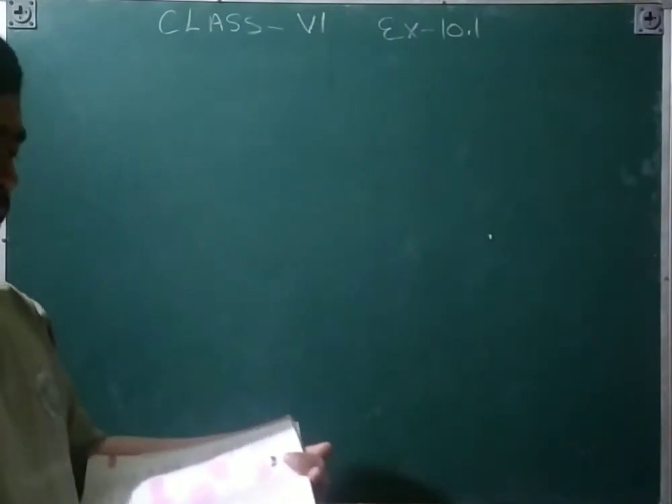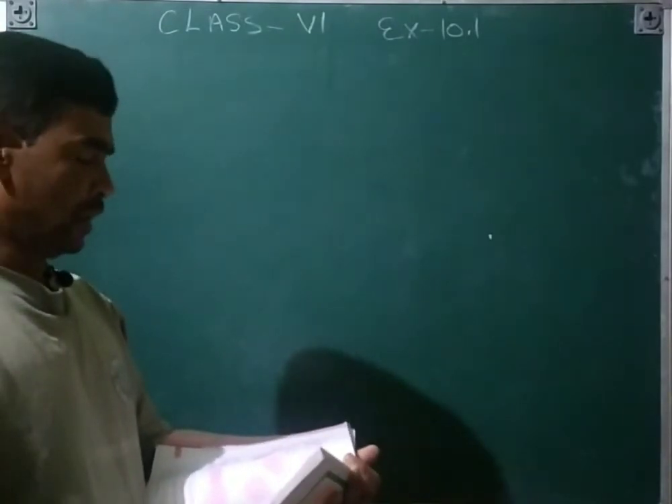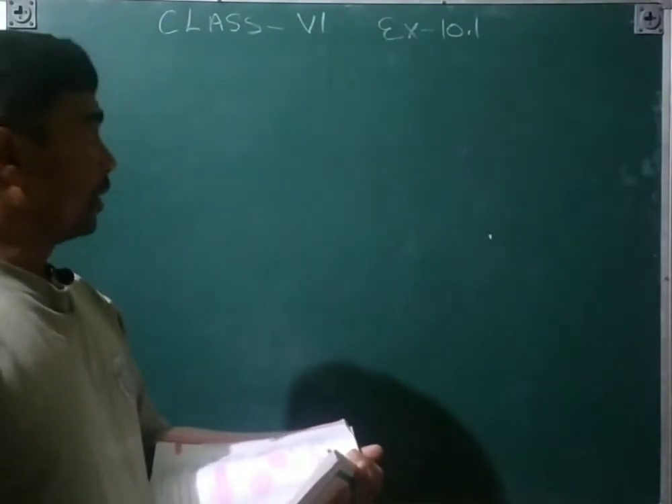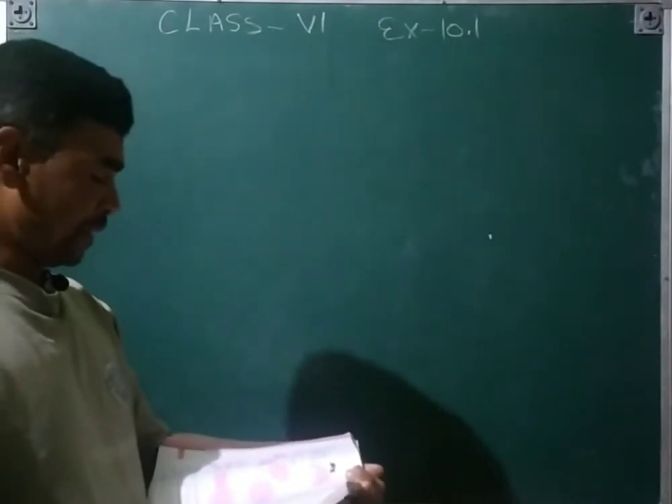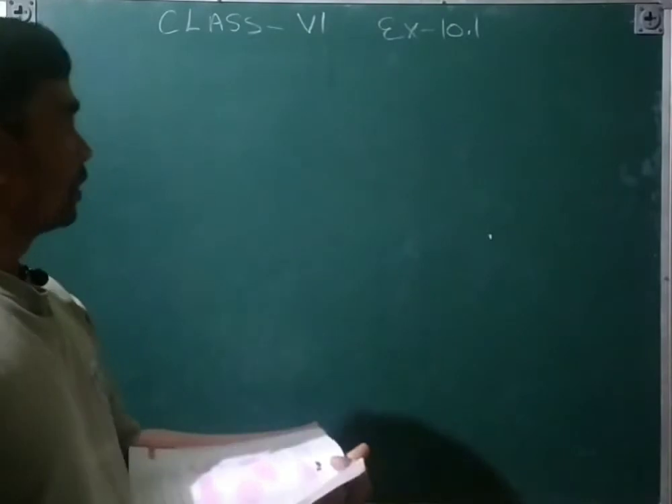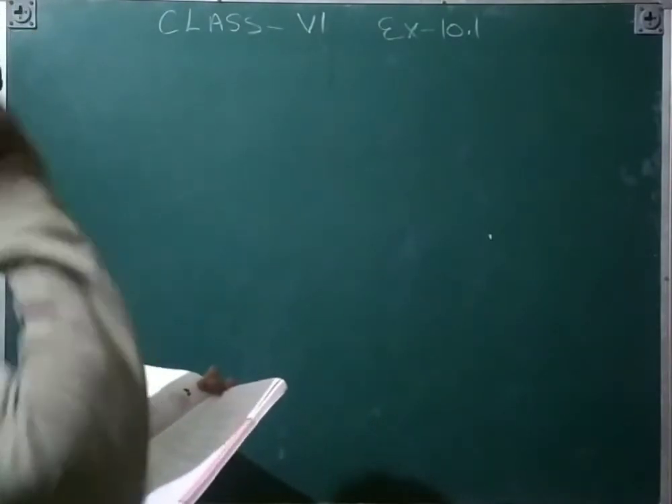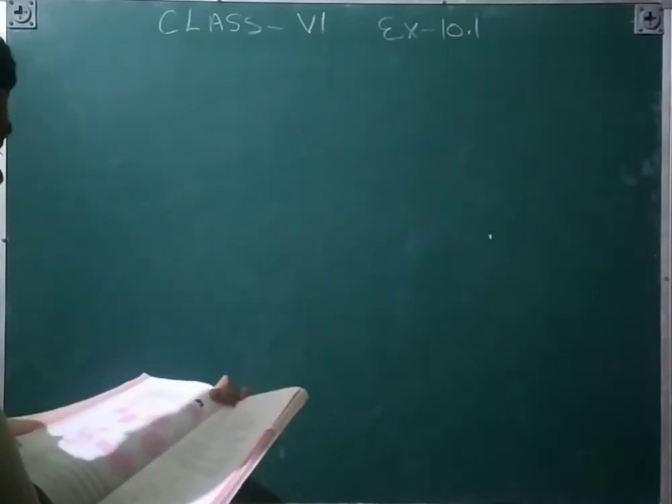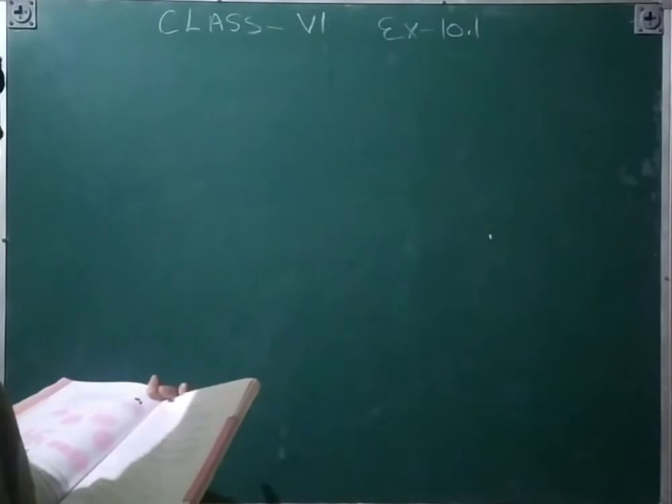Today's chapter is mensuration. Mensuration means here you will find the perimeter and area. So the first question: find the perimeter. It means 10.1 is perimeter. Find the perimeter of each of the following figures.